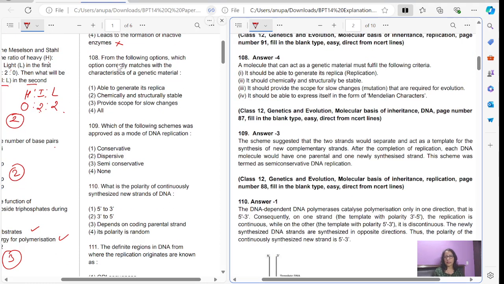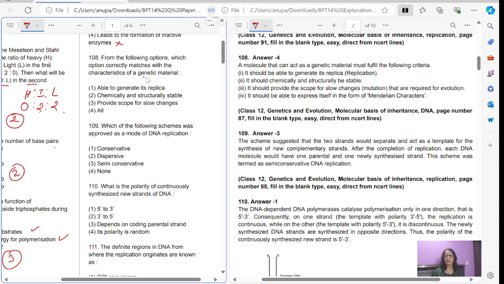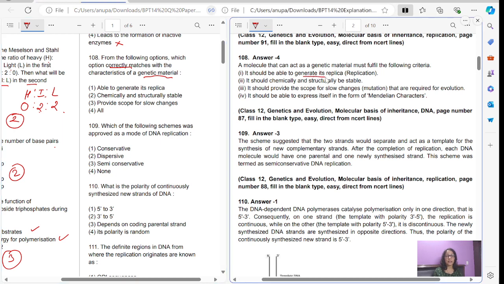Question number 108 states that from the following options, which option correctly matches with the characteristics of genetic material? In options, the characteristics of genetic material are mentioned and we have to find out the correct match. So let's discuss first the characteristics of genetic material. Genetic material should have these qualities: it should be able to generate its replica, means it should be able to replicate. It should be chemically and structurally stable. It should provide the scope of slow changes, which is known as mutation, and mutation is required for evolution. And it should also be able to express itself in the form of Mendelian characters.